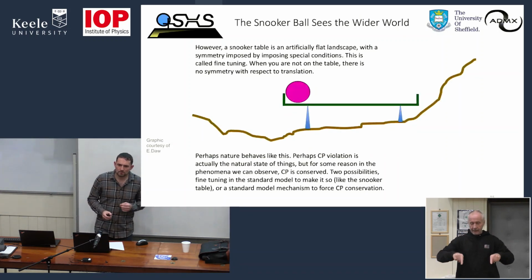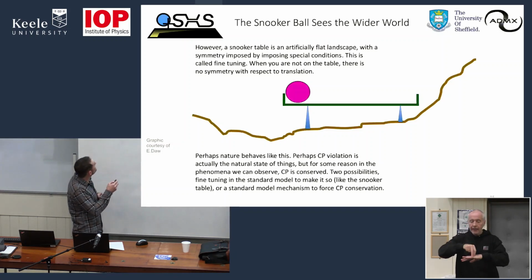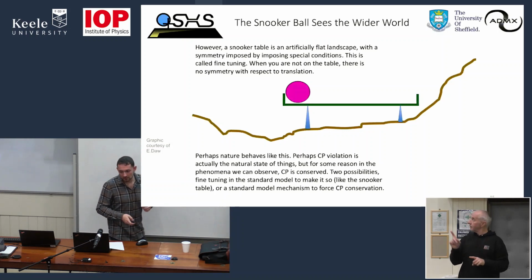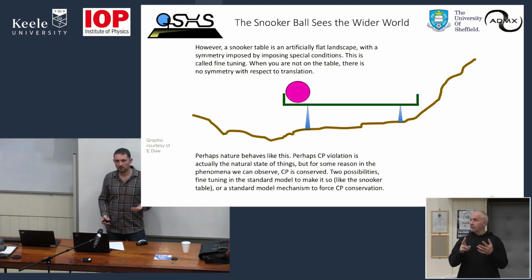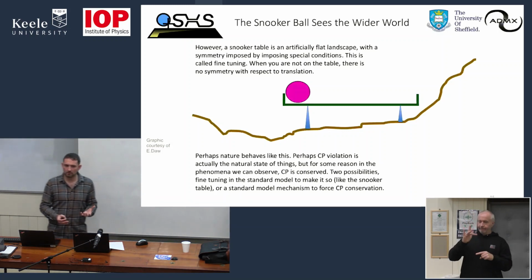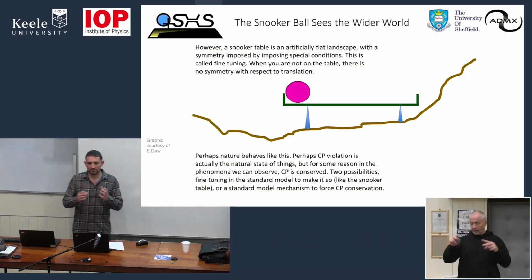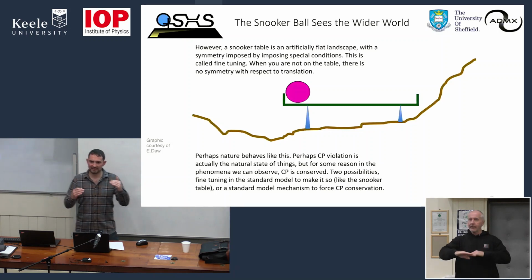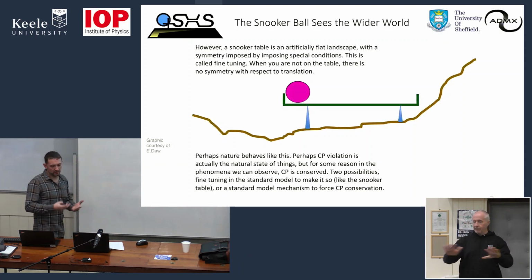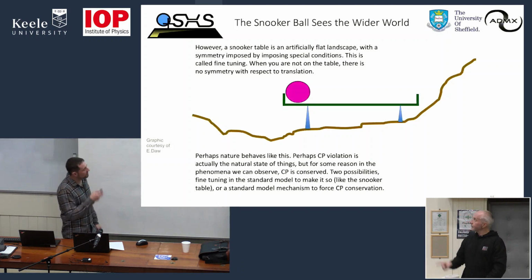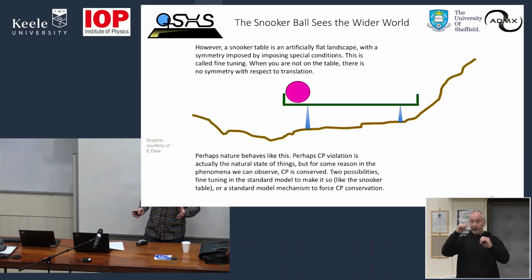So, what happens if you stand on the table and you look over the edge? Well, what if we see a rather jaggedy, horrible looking landscape like this? Well, what if this is the natural way that things should be, and our artificially flat table is what we're observing, however, it's not the natural state of being. It's somehow become flat when everything around it isn't. Now, imagine this ball here is a theorist, because nobody else actually wants to try and tackle this problem.